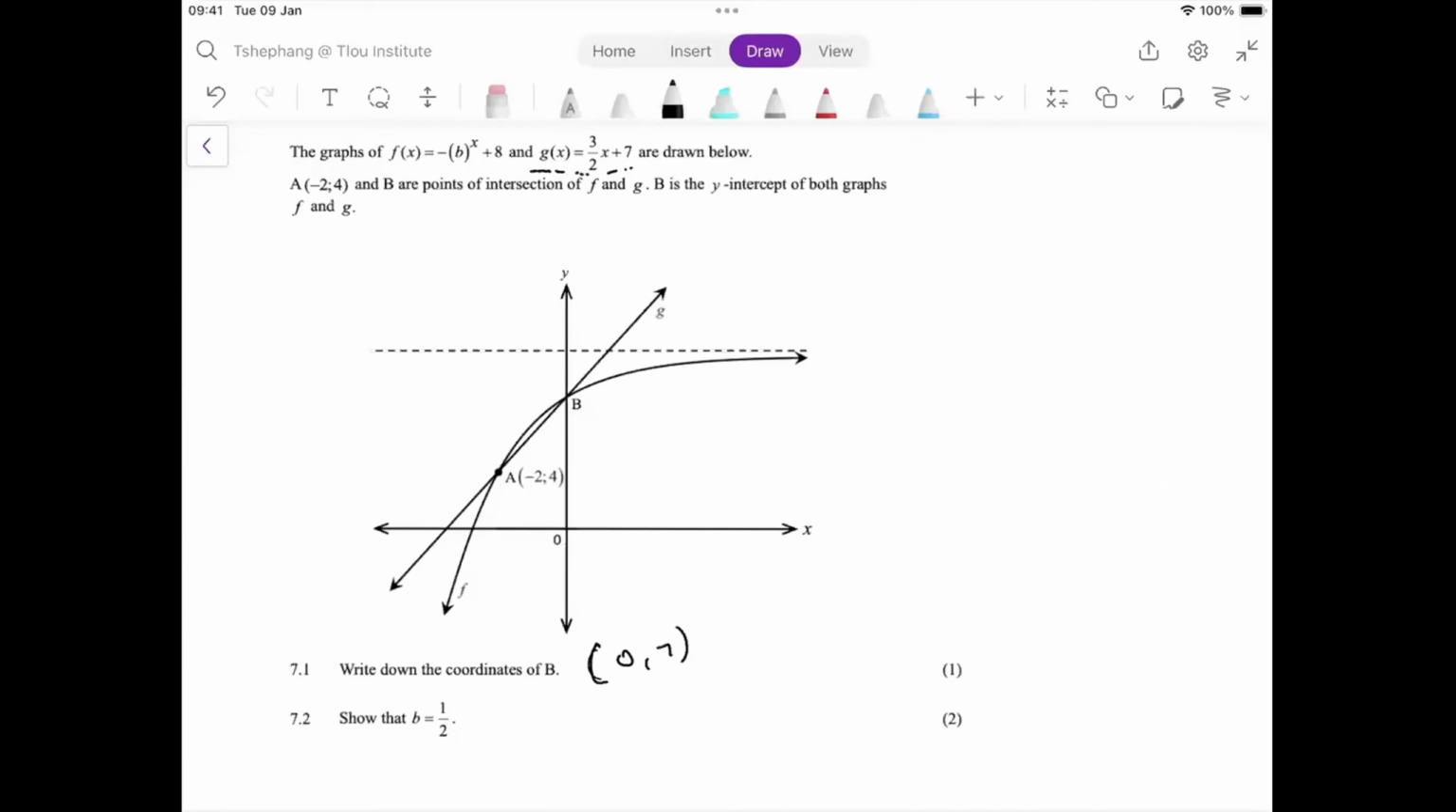Now, show that b is equal to a half. Okay. I'm going to say y is equal to negative b to the power of x plus 8. Then I want to substitute A, which has coordinates -2 and 4. Then we're going to have 4 is equal to negative b to the -2 plus 8.